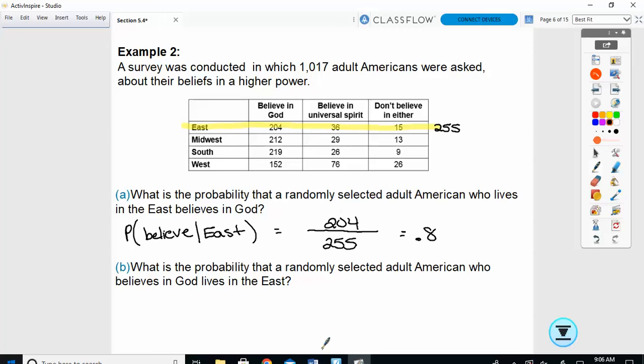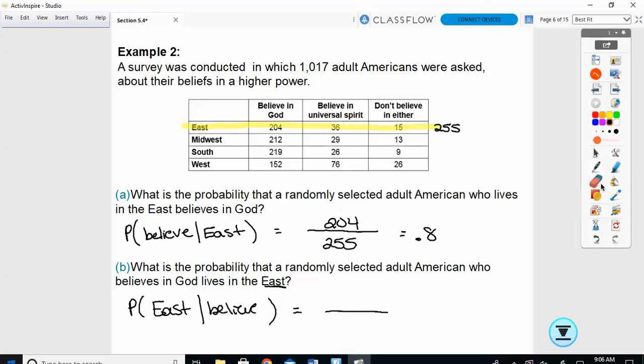What's the probability that a randomly selected adult American who believes in God lives in the East? What did I switch? How is this question different? I'm trying to find the probability that they live in the East. What do I already know? They believe in God.